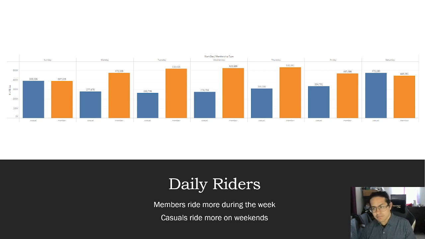So what that tells me is that since members ride more Monday through Friday, maybe they're using it for work or school or something like that. And casuals who are riding it primarily on weekends are using it more for fun, for recreation, for hiking, working out, stuff like that, which might be longer activities.